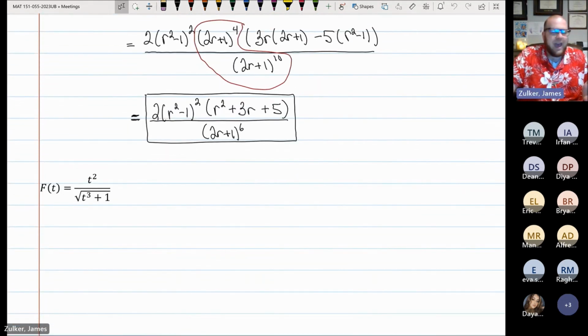All right, so again, we look at big F. We look big picture and we say, what rule are we going to have to use? Again, this is a quotient, right? So start there. Start with quotient rule.